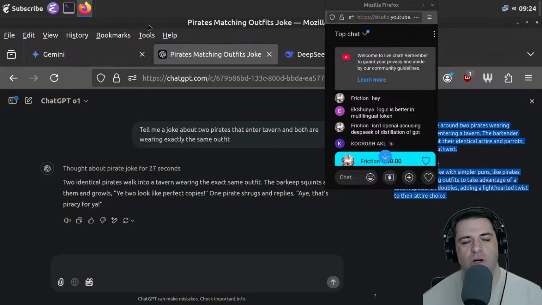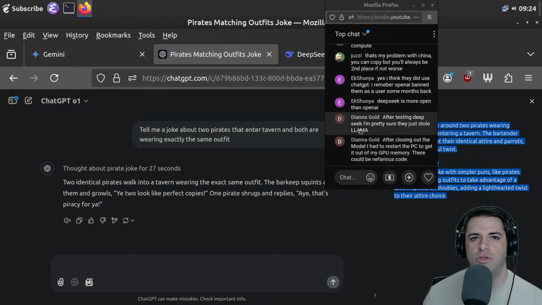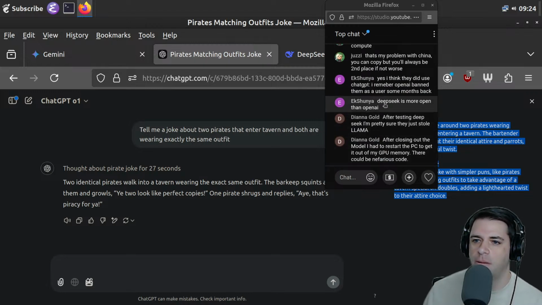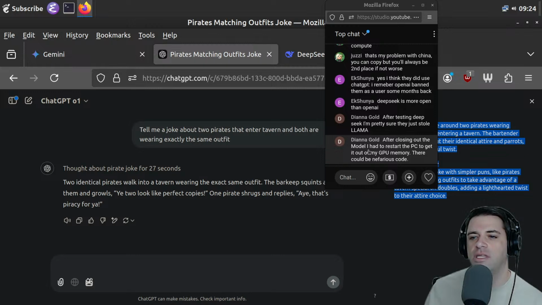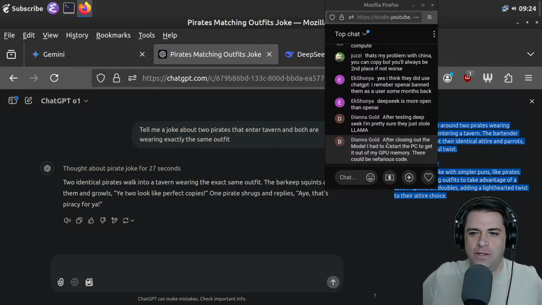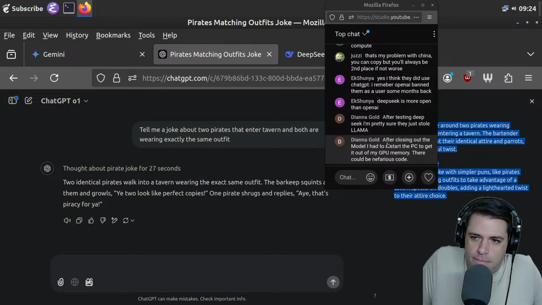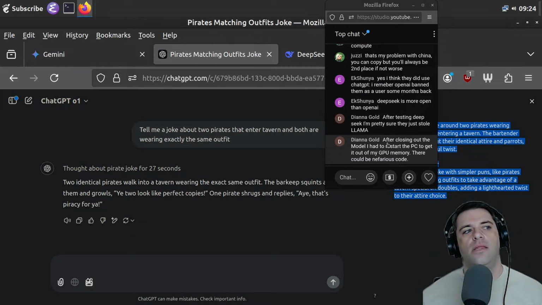You'd want to make sure that you aren't losing something that's going to create a big hole in whatever you're trying to build. I don't know how you would even begin to do that this early in the game. I'm assuming people are working on those sorts of things. Yeah, Deepseek is more open than OpenAI. After testing Deepseek, I'm pretty sure they just stole Llama. They did say in the first paper that they based their original architecture on Llama.